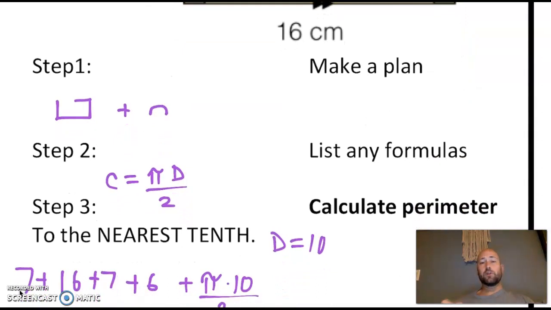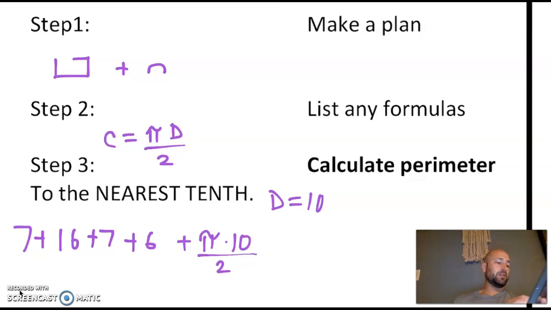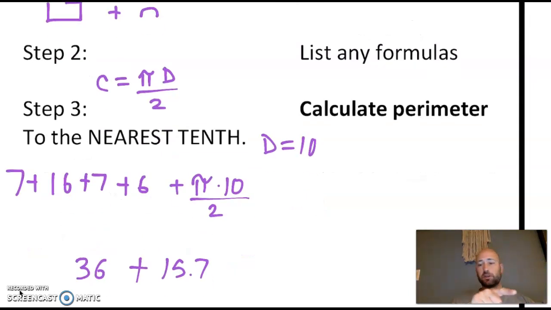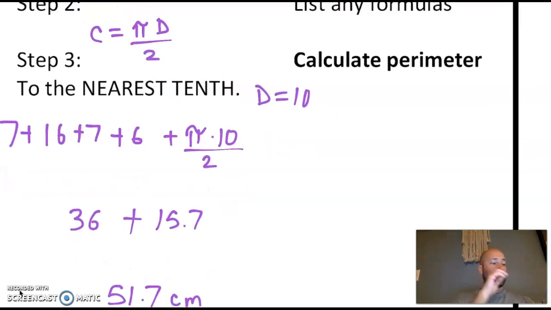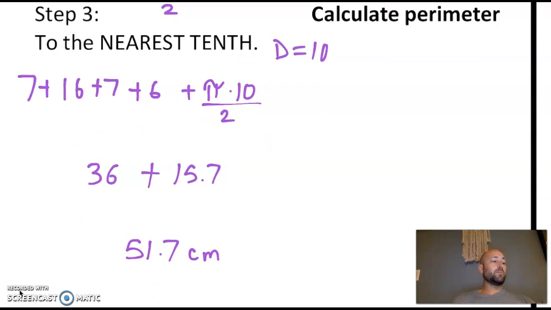So the formula I need is the circumference, pi d, divided by 2 because it's only half. Okay, and we know that our diameter is 10. So the 4 sides were 7, 16, 7, 6, then pi times 10 divided by 2. Those added to 36. That semicircle is 15.7, so adding them together is 51.7. Okay, if you didn't have a chance to finish number 2, do that now.